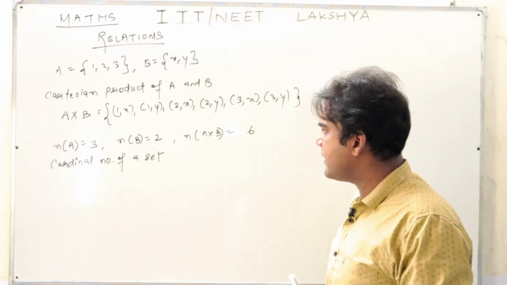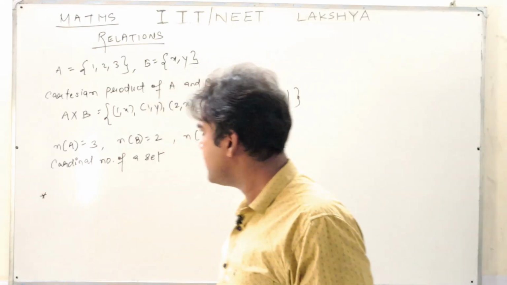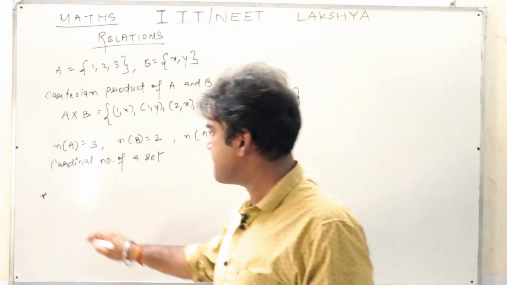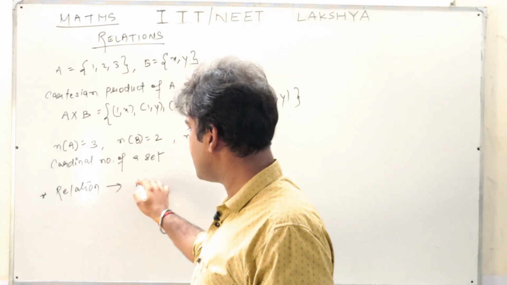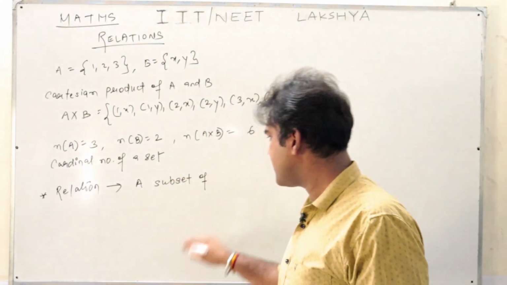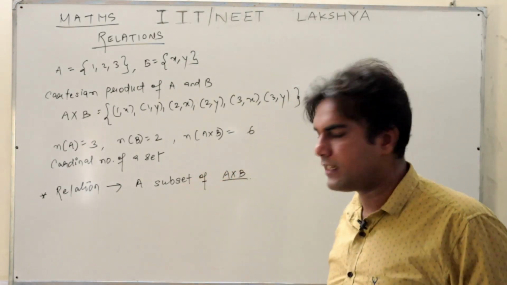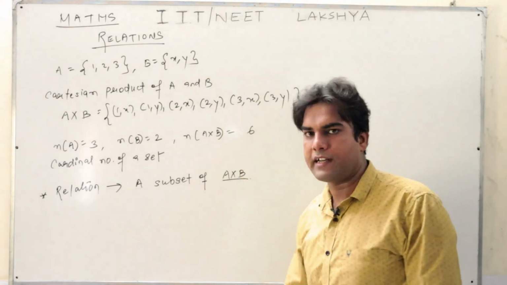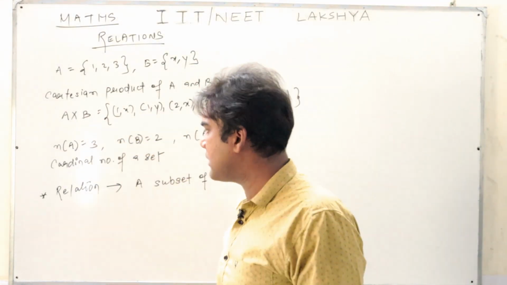Now, what is important to understand here is that a relation is nothing but a subset of your Cartesian product of A and B. A relation is nothing but a subset of your Cartesian product of A and B. So this is your Cartesian product of A and B. So how many subsets can you create?